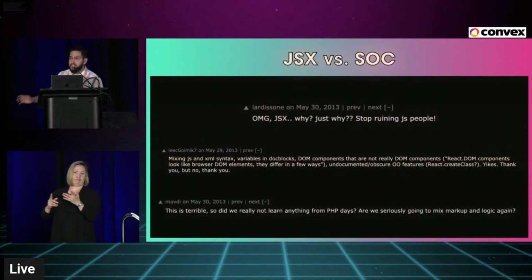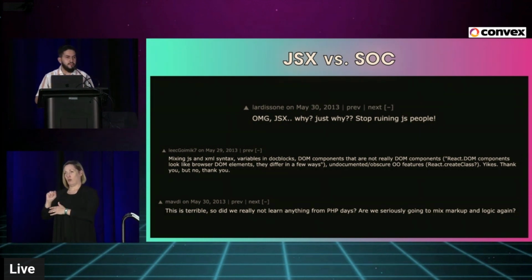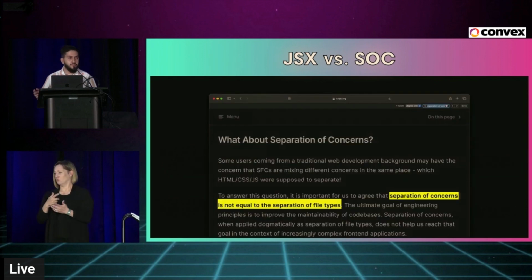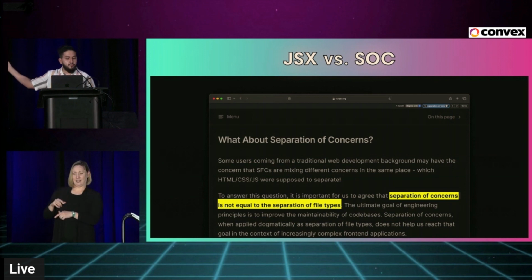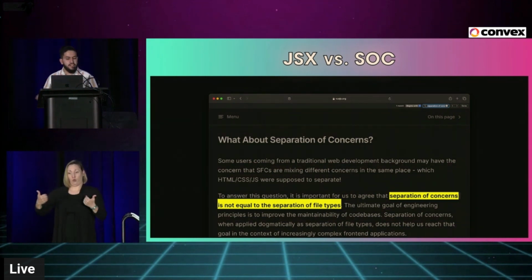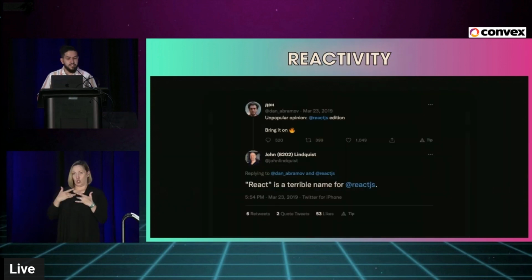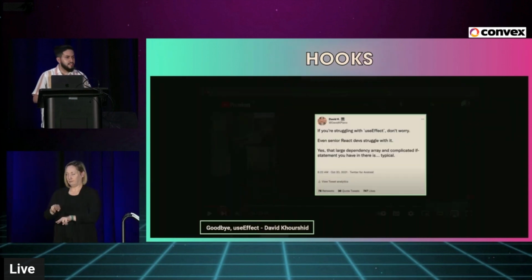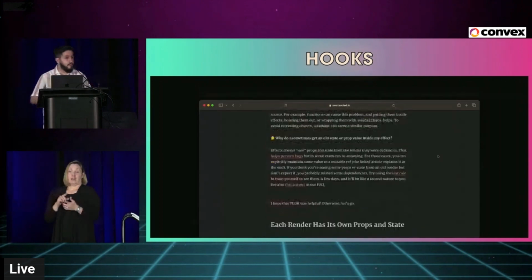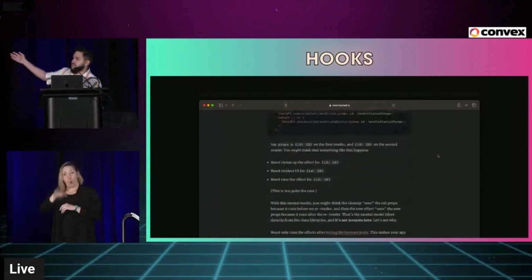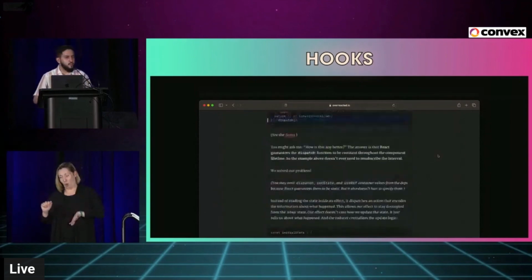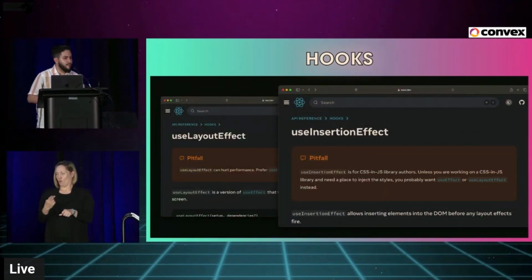So this was a thing when we got React. People argued that JSX was against separation of concerns, and it got to a point that even the Vue documentation had to write down a whole thing explaining how separation of concerns doesn't mean separation of file types. This was also a thing when people figured out that React was not really reactive, or when hooks started being more and more used, or sometimes overused or misused, and it got to a point that some people would argue that you needed an entire 20-page post by Dan Abramov so that you could understand how useEffect works. And when you finally did, you got useLayoutEffect and useInsertionEffect too.